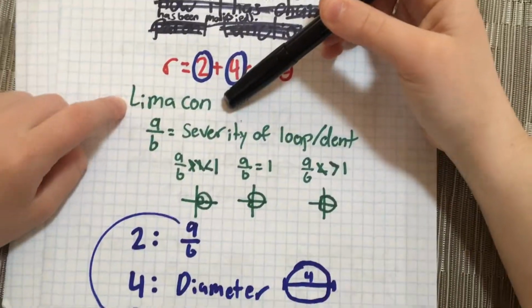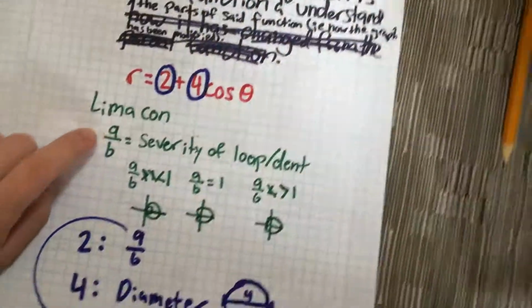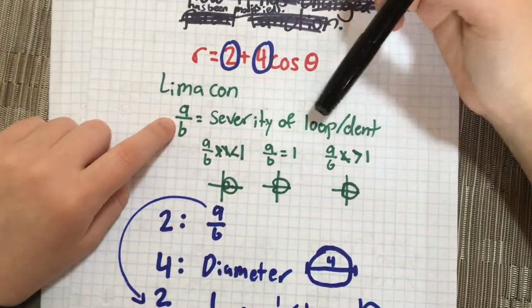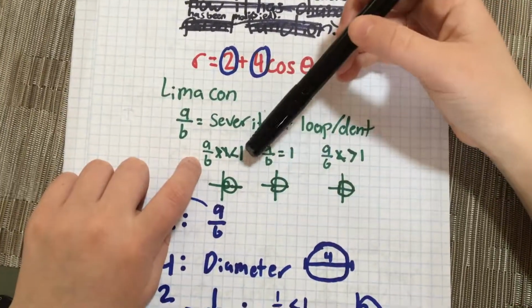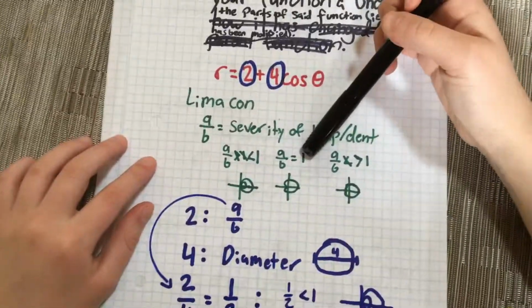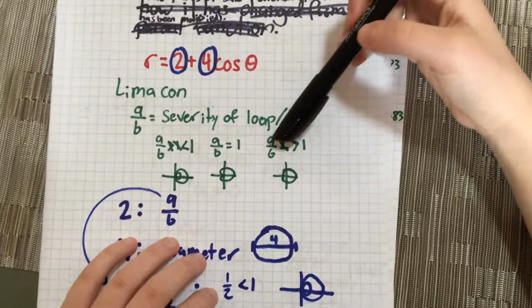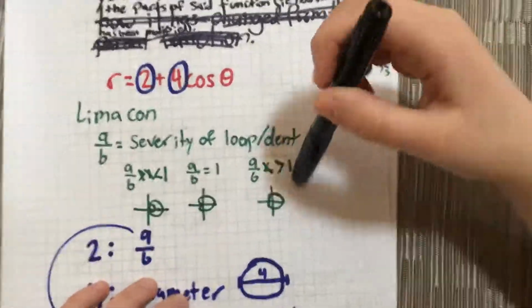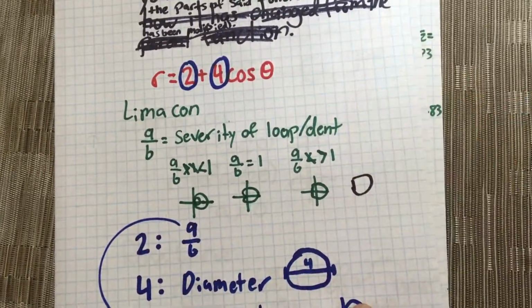So a limacon. Remember how I mentioned way back that there's an equation called A divided by B. That little equation indicates the severity of the loop or dent that we see right here. If A divided by B is less than 1, we are going to see that little loop. If A divided by B equals 1, then we're just going to see a little dent like we saw right here. And if A divided by B is greater than 1, then it's going to look like a really fat D.